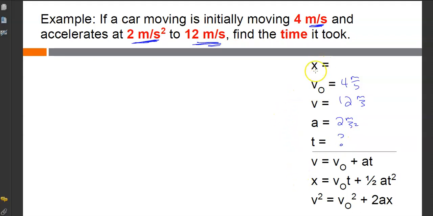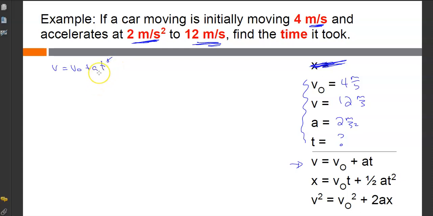Okay? See how I don't care about x this time? They didn't give it to me. They don't want that number. I don't need it. Okay? I need a formula that has those 4 in it. And the first one looks pretty good, doesn't it? I've got a V0 and a V and an A. They want T. So I'm going to write that guy down. And looks like we want the time.